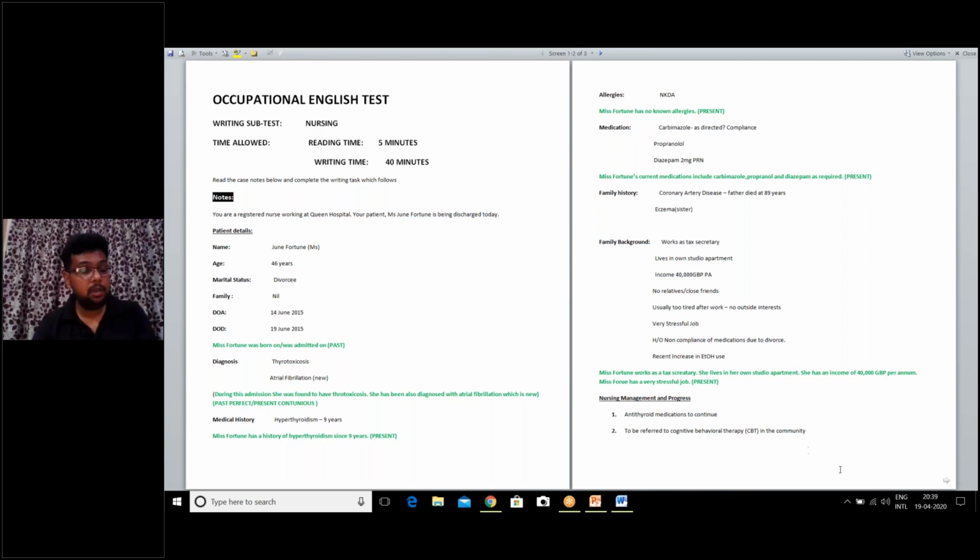So fine, this is the case note. Just look at it. The patient details have been given. The name of the patient is Miss June Fortune. She's divorced. She's 46 years of age. She does not have a family. The date of admission in the Queen Hospital was 14 June 2015, and the date of discharge is 19 June 2015.